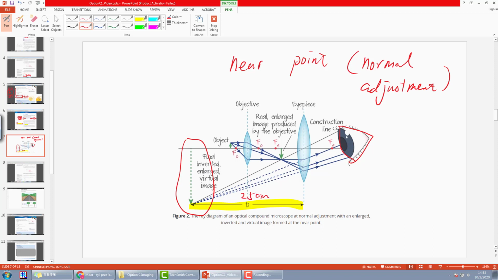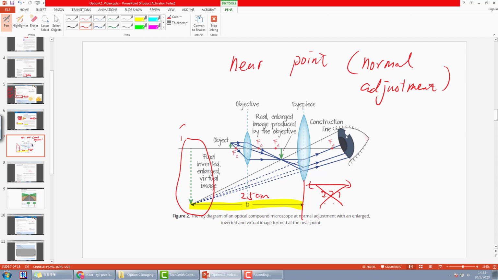Again, when you look at this picture, you may ask another question. Hey, Mr. Wong, you may see that this is where you start to measure 25 cm up to the image. Well, image, eye here. So what about this distance? Do we ignore this? The answer is yes. Basically, you can ignore the distance here.